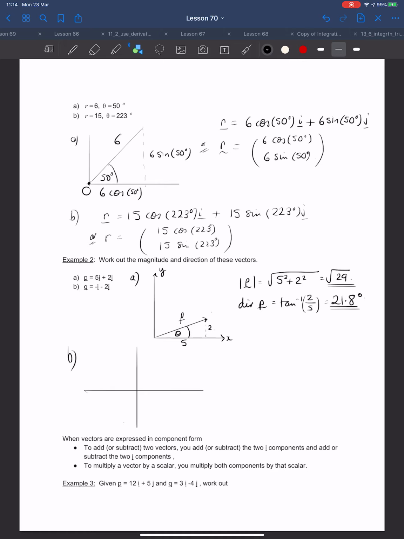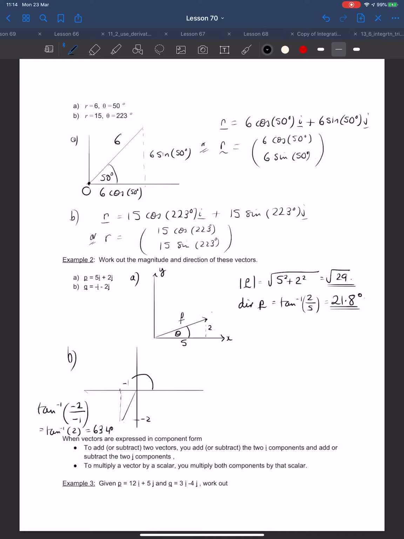So it's minus i minus 2j, that one's down there. So that's minus 1. And that one there, that's minus 2. Okay, if you did tan inverse of minus 2, the opposite, the j component over the i component, it would give you tan inverse of 2, which is, shift tan inverse 2, 63.4 degrees.